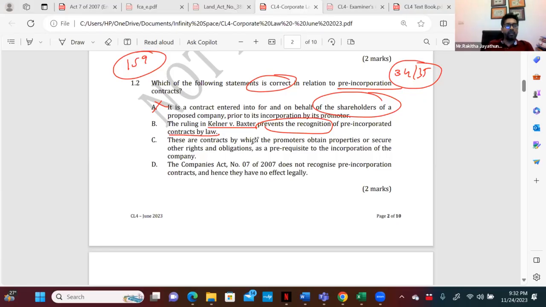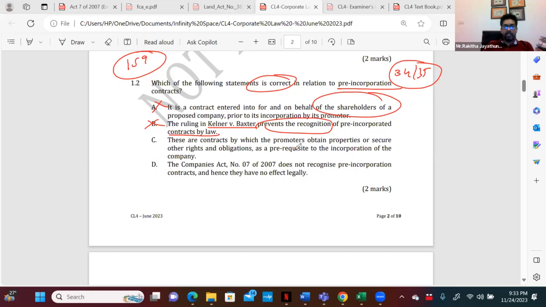It's like you enter into a contract on behalf of an unborn baby. The baby is not born yet. UK law says that's not valid. The unborn baby, when it's born, can't say, I'm okay with the contract, in the UK. But in Sri Lanka, it doesn't matter. The Companies Act specifically says once the company is incorporated, the company has to accept the contract. Therefore, B is also not correct here.